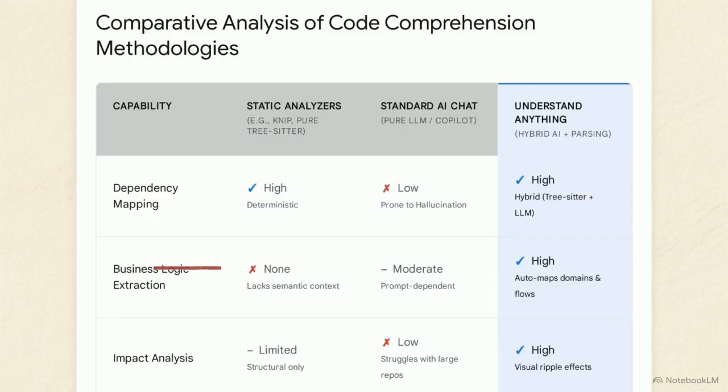narrative. This table outlines a binary dilemma. Static analyzers provide structure but lack context. Conversely, AI models extract meaning but miss dependencies and hallucinate inheritance. Understand Anything harmonizes deterministic preprocessing with AI, achieving both dependency mapping and logic extraction.